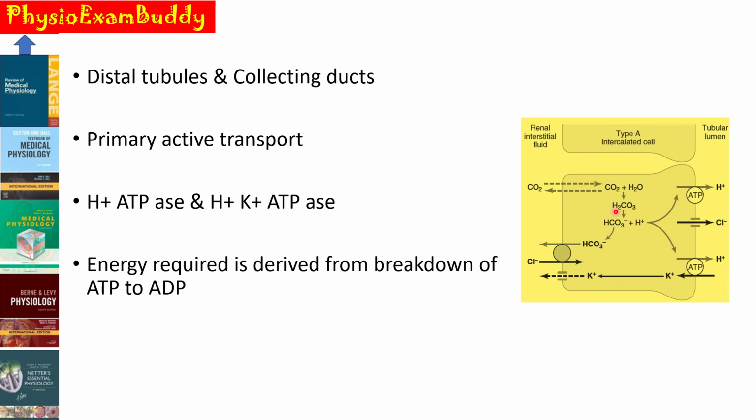Now we will see what happens to the secretion in the distal tubules as well as in the collecting ducts. Here the mechanism is mainly by the primary active transport with the help of an H plus ATPase as well as an H plus K plus ATPase, both of which are located in the apical membrane of the tubule, which is facing the tubular lumen. And the energy required for this is also derived from the breakdown of ATP into ADP.